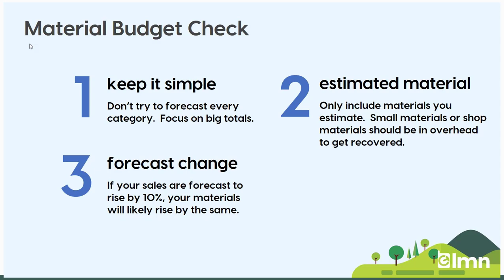Number two, only include estimated materials. Remember, things like shop supplies, consumables, or any other non-estimated materials need to go in your overhead budget. So you probably need a total in your overhead budget for those. We'll get to overhead later. And finally, forecast change. If your sales grow or shrink, materials will likely grow or shrink by the same percentage. You follow those rules of thumb, and you should have a great material budget. And we'll see you in the subcontracting budget next.